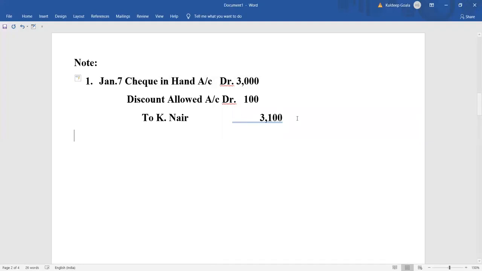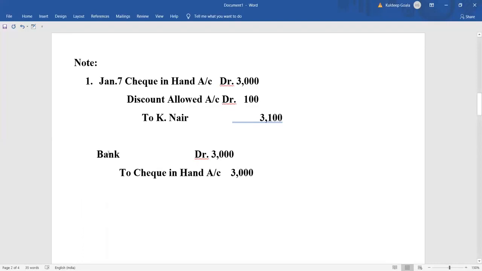Okay, just for your understanding, I am making a note here. The money will go in the bank, so check in hand account debit. I'm sorry, it's not check in hand account debit. It will be bank account debit to check in hand. The money will go in the bank, isn't it? It's a total blunder. Be very careful, all of you. So it will be bank account debit to check in hand account 3000.